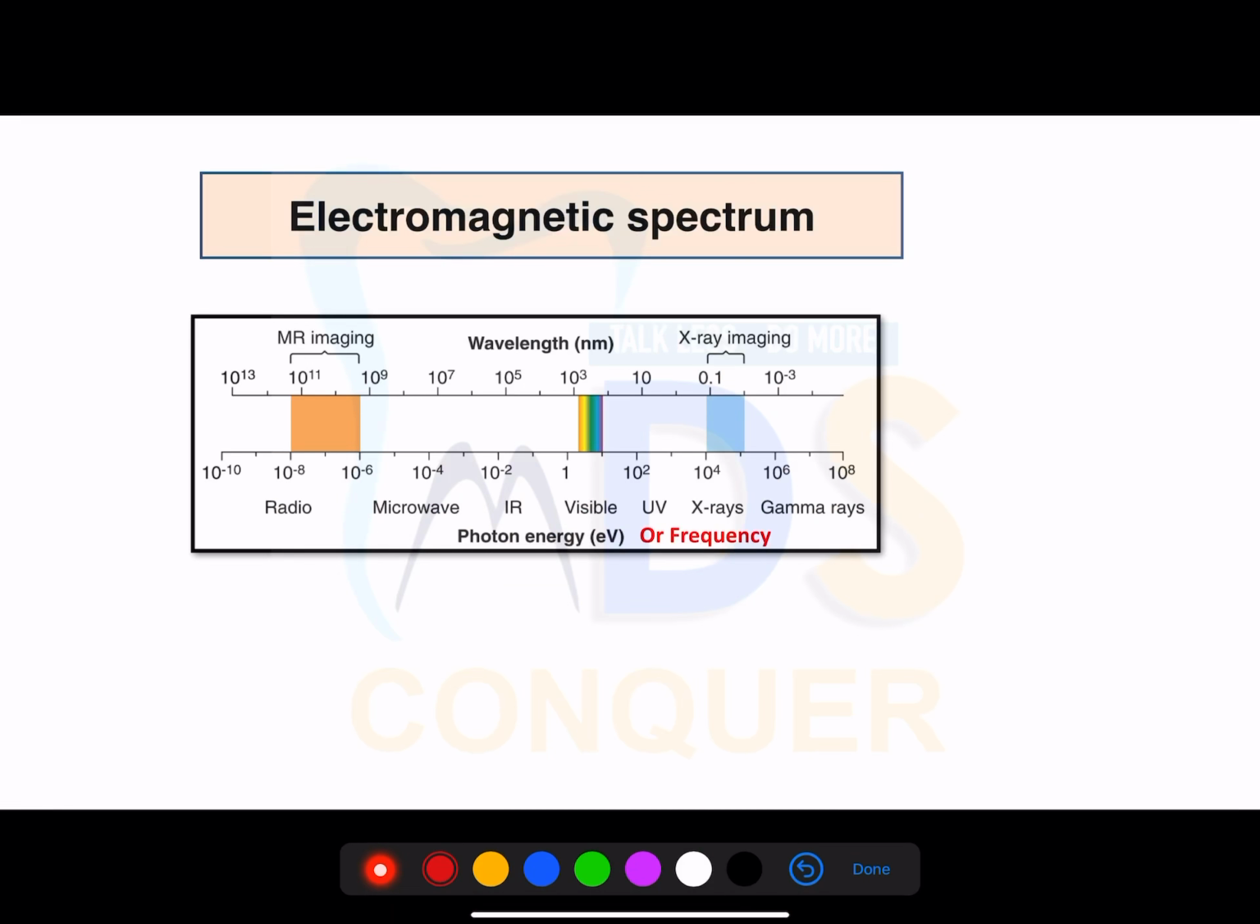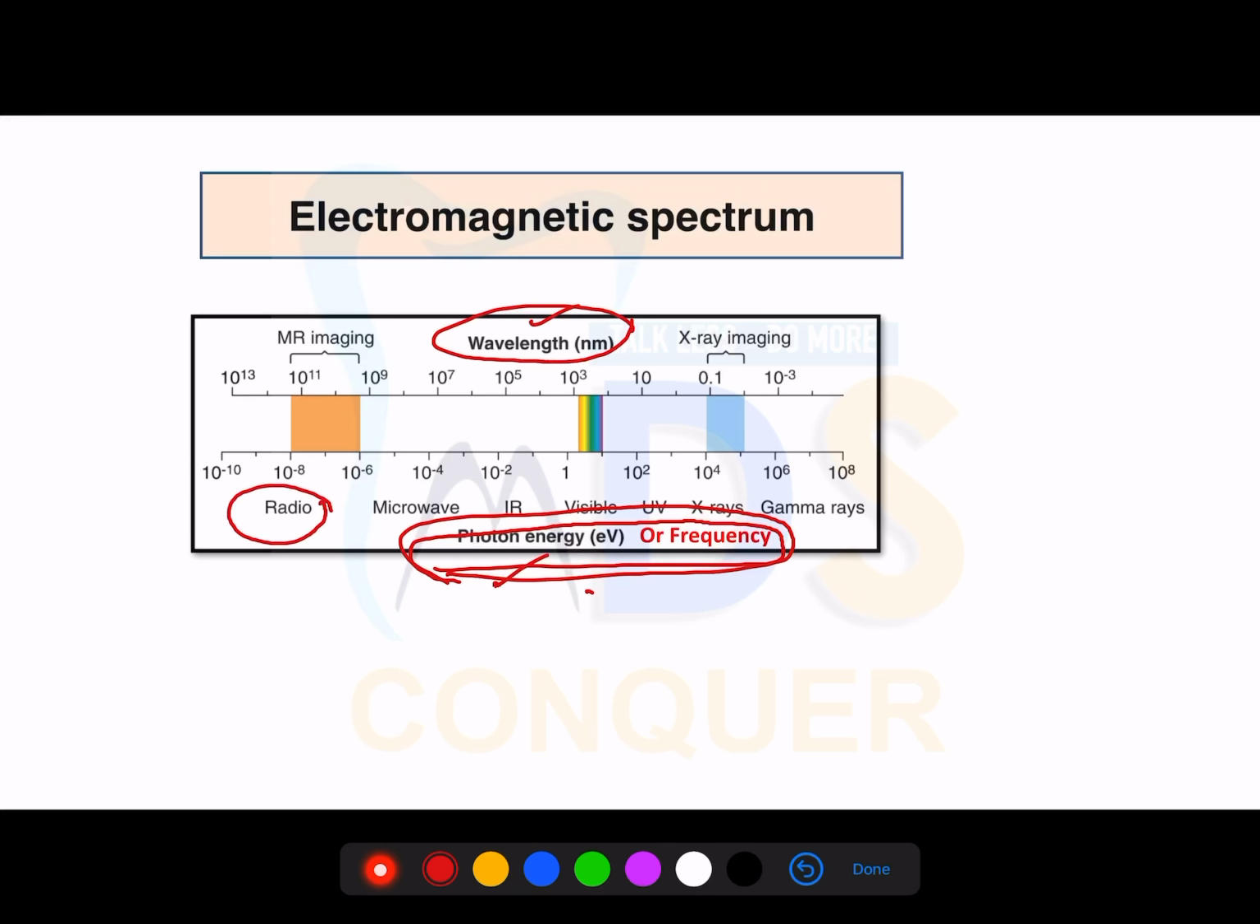So this is the electromagnetic spectrum given here. The important two things here are the wavelength and the photon energy and frequency. You have to remember two points here: wavelength and photon energy are inversely proportional, whereas photon energy and frequency are directly proportional. So if you see the waves here, the radio waves will have the least frequency, but if you take the gamma rays, they have more photon energy or frequency.